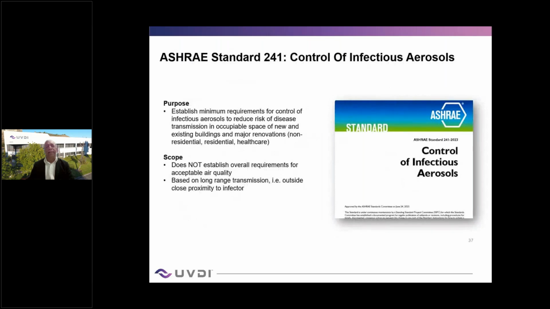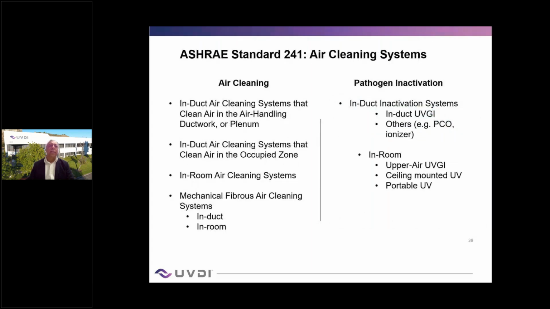For people who haven't seen this, this is the scope of the ASHRAE 241 standard, and I went over this last time. The 241 standard says that you can achieve acceptable air quality to control infectious aerosols using ventilation, or you can have air cleaning solutions like in-duct air cleaning systems. It could be in the ductwork, in the plenum, or it could be in the room using in-room air solutions, which I just talked about, or you can have pathogen inactivation. So air cleaning is capture, pathogen inactivation is kill. That's where the UV comes in, UV PCO comes in, and portable air cleaners with UV come in here.